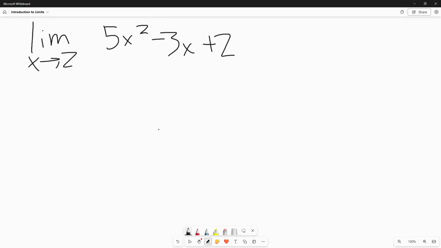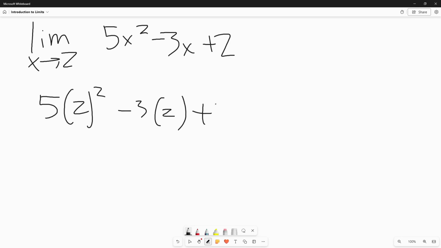Now, let's do some examples. If we want to find the limit of 5x squared minus 3x plus 2 as x approaches 2, well, for this one, we can just plug in 2 into the function 5x squared minus 3x plus 2. So let's just do that. So 5 times 2 squared minus 3 times 2 plus 2. And this is just 16, pretty easy.